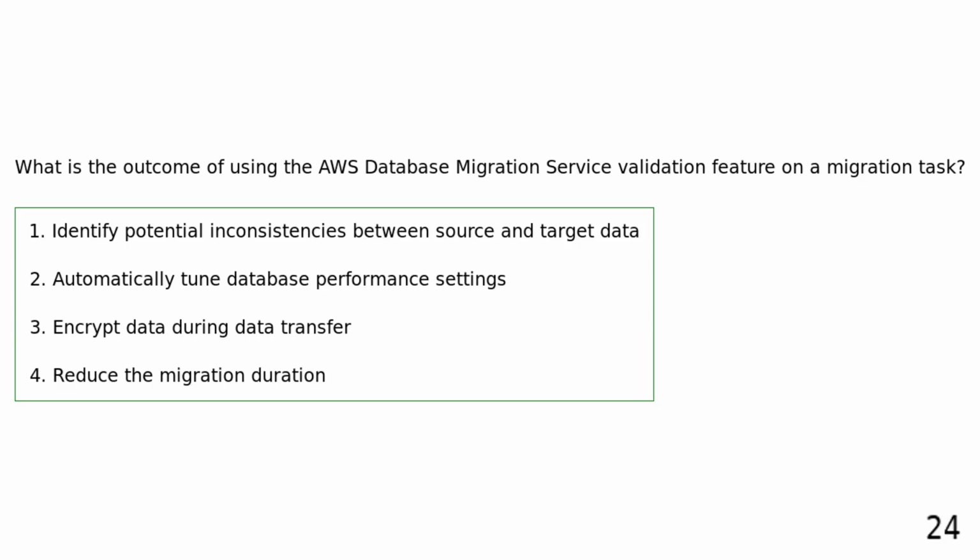What is the outcome of using the AWS Database Migration Service validation feature on a migration task? Identify potential inconsistencies between source and target data. Automatically tune database performance settings. Encrypt data during data transfer. Reduce the migration duration.